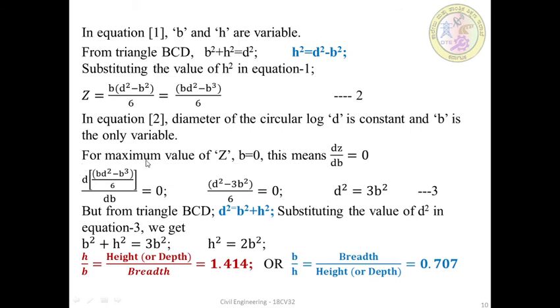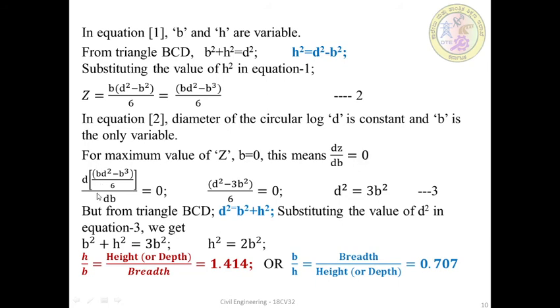So for the maximum value of the section modulus z, b should be 0. When the breadth comes to 0, it is a solid circular section, and the section modulus is more. This means that the derivative of the section modulus with respect to b should be 0.